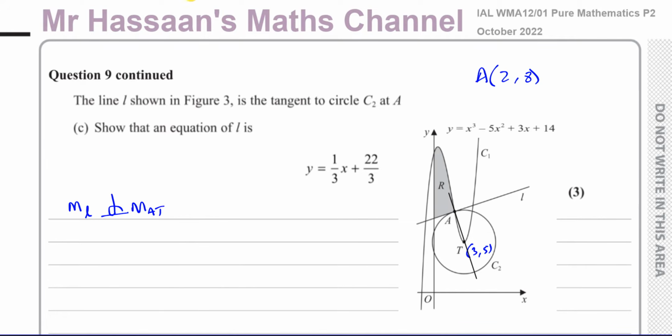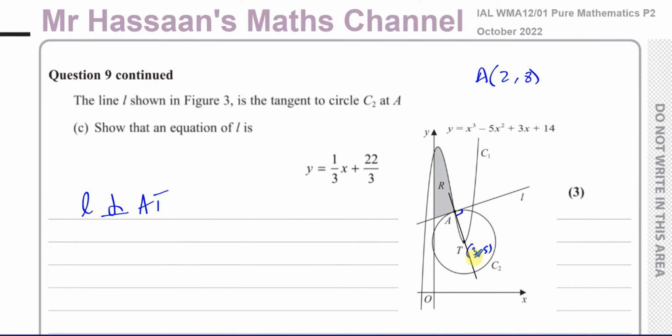Or I can say L is perpendicular to AT. You can say the line L is perpendicular to the line AT, because that's the tangent and that's the normal. We know the radius meets the tangent at 90 degrees.